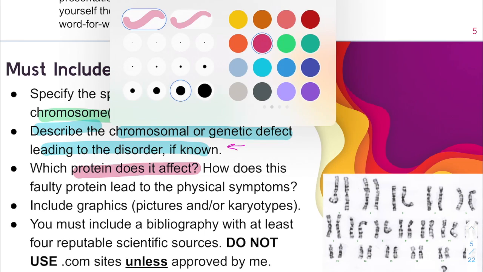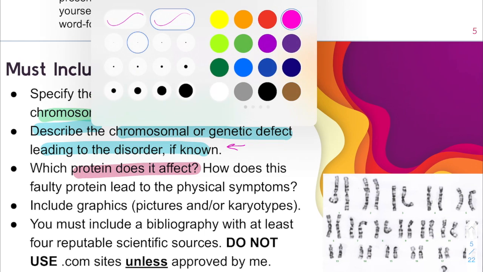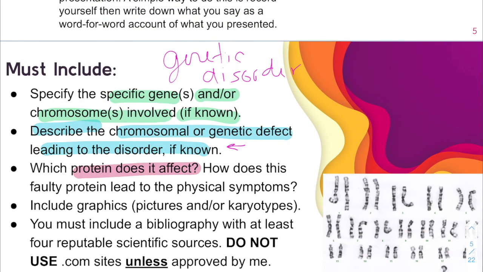Also, which protein does it affect? Because once again, genes code for proteins. So the genes are going to be mutated, right? The DNA is going to be mutated, or the mRNA, when it's transcribed, is mutated, and that's going to mess with the proteins. So what protein does it affect? And also, how does this protein lead to physical symptoms? A physical symptom noticeable for that genetic disorder.